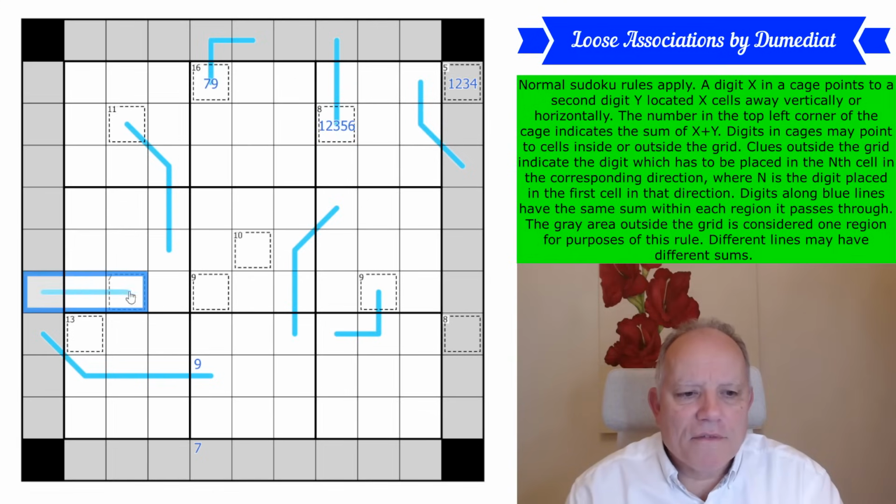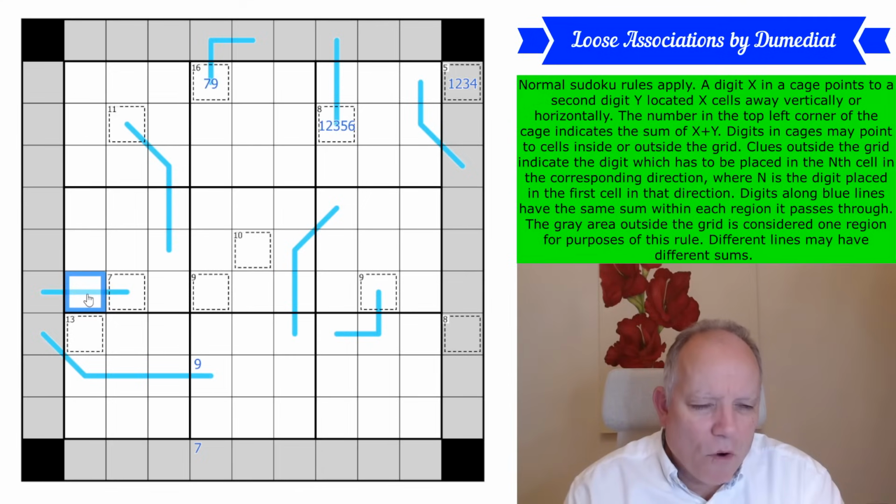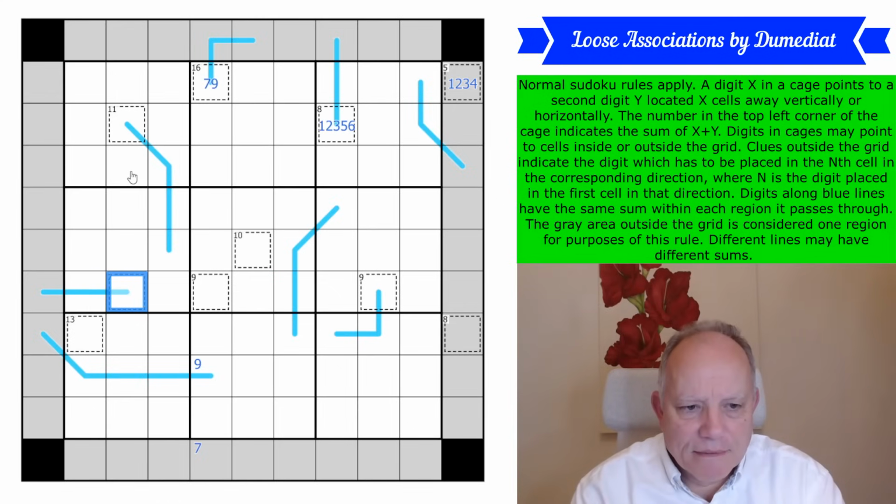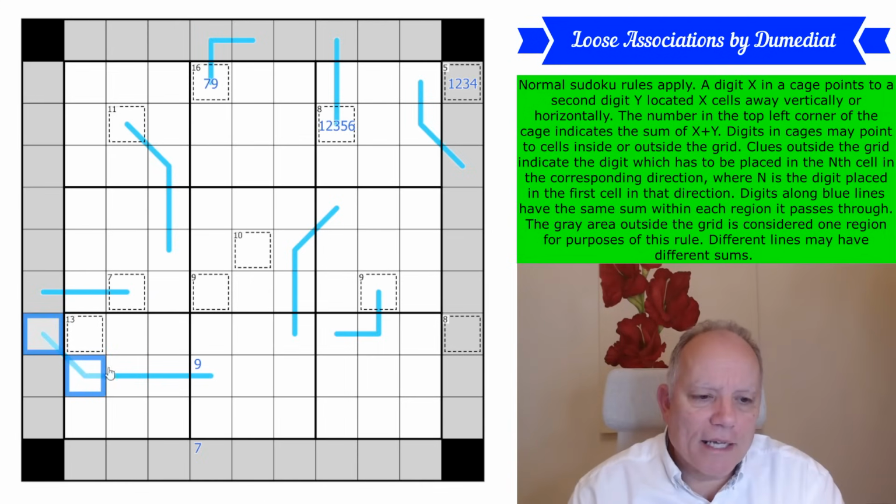I mean, this 7 is the same sort of setup, pointing straight outside the grid. So this can't be a 1 or a 2, because that digit would be the same as this digit. So that's not a 1 or a 2, but once we've said that, I don't know, we've shot our bolt. Okay, let's look at this line. Oh, that has to be the same as that, doesn't it? That's a fact.